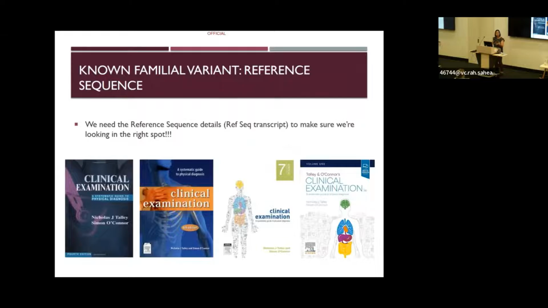I'm sure everyone's very familiar, or would like to not be familiar, with Talley and O'Connor, but the general content of it is probably about the same, but it has changed a little bit over time. So what's on page 10 of the 4th edition of Talley and O'Connor is very different to probably what's on page 10 of the 9th edition. Now there's 2 volumes of Talley and O'Connor, I can't believe it.